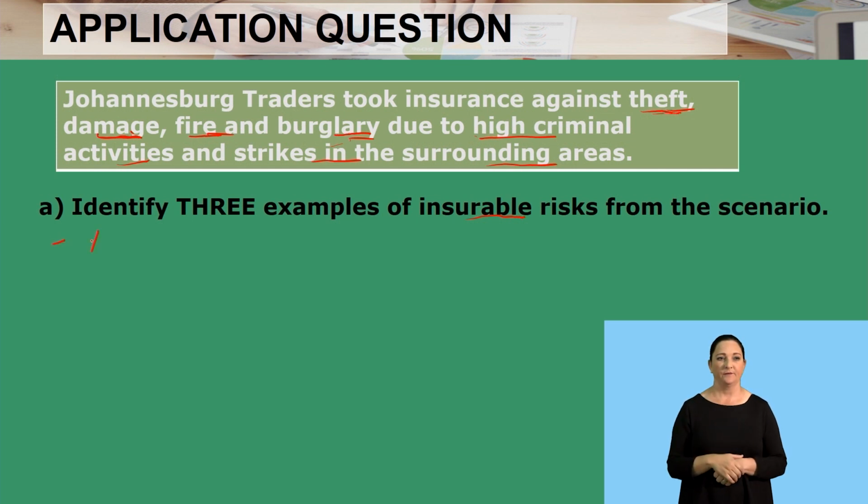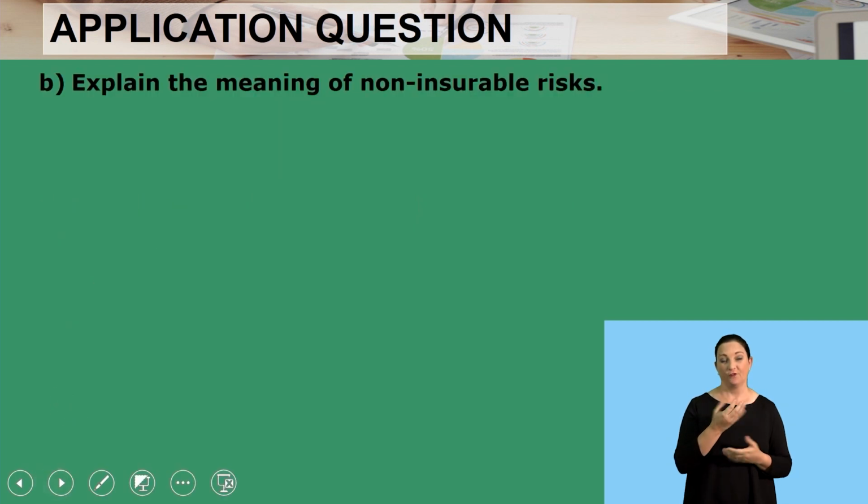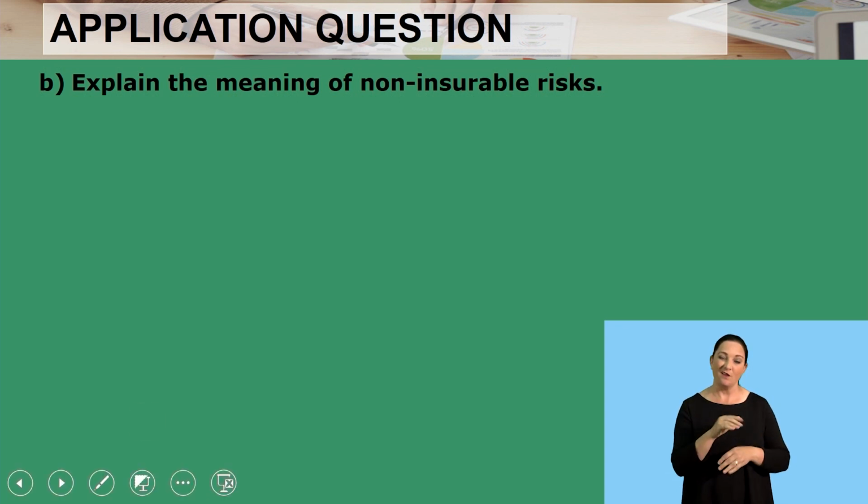The first one is theft. Then we also have fire. Then we also have burglary. So those are the 3 insurable risks from the scenario. Then the other question was to explain the meaning of non-insurable risks.